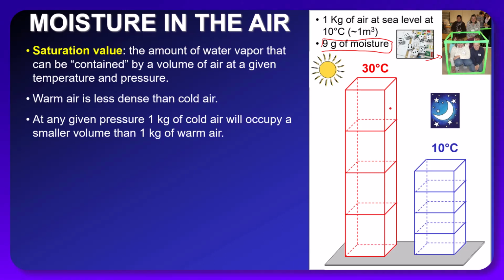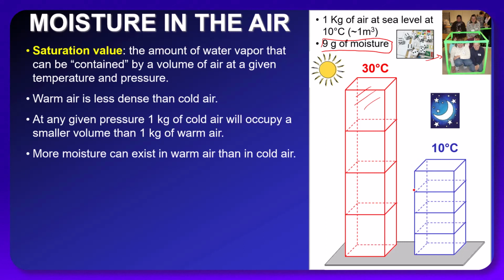The air in the troposphere will expand, and this is shown by a taller column of air. At night, same location, no sun, the air cools down, and therefore the column of air shrinks. Because of this change in volume, more moisture can exist in warm air than in cold air.